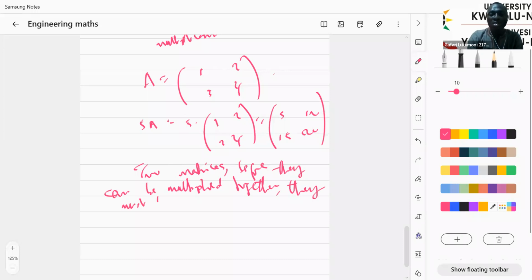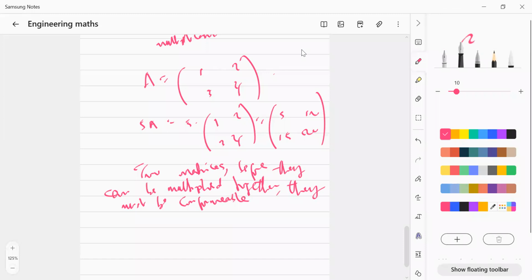So they must be conformable, or defined. When we say two matrices are conformable or defined, that is when the column of the first one is the same thing as the row of the second one. I hope you understand now.